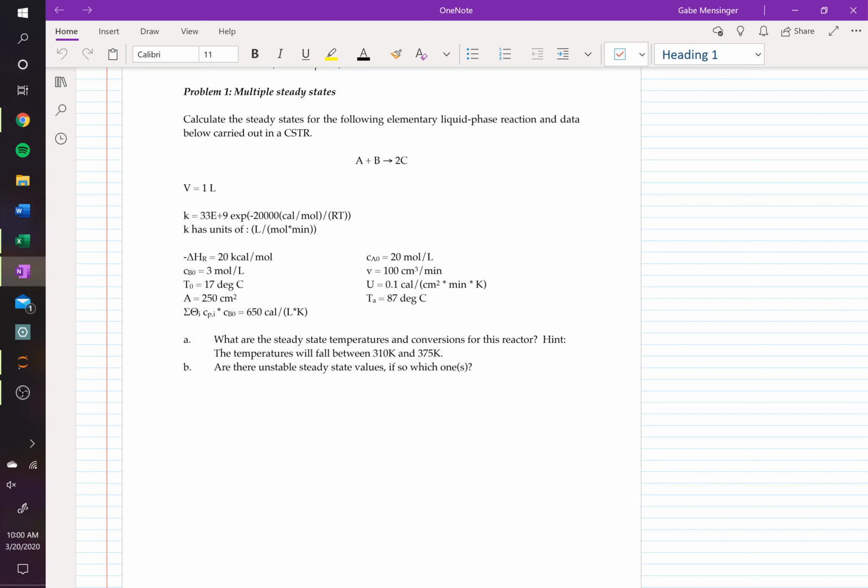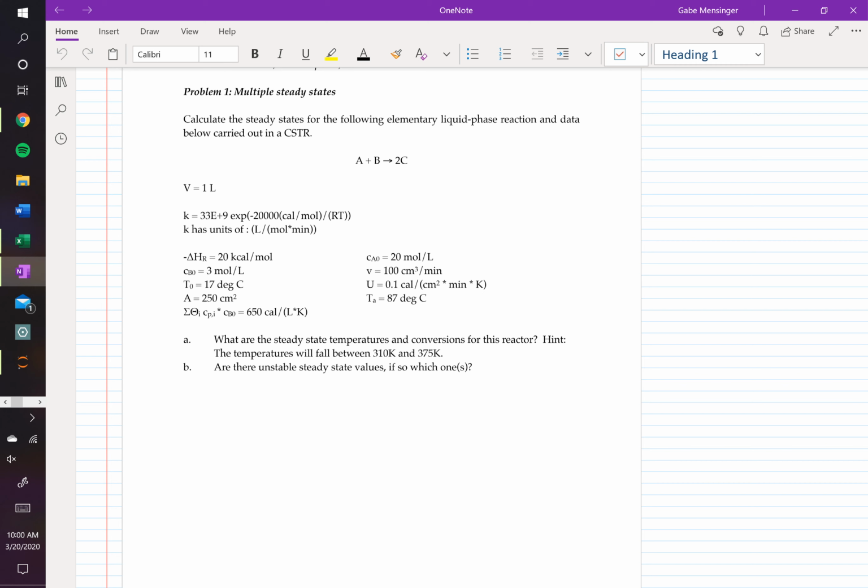All right, 10 o'clock, so I'm going to get started on problem 1. So, number 1, calculate the steady states for the following elementary liquid phase reaction and data below, carried out in a CSTR. And part A, what are the steady state temperatures and conversions for this reactor?